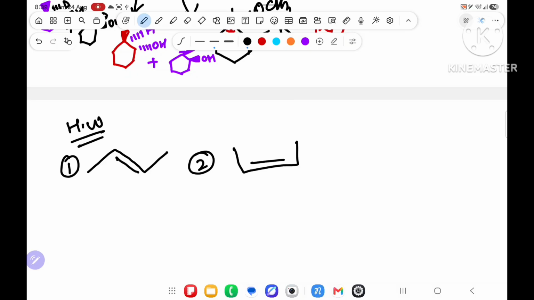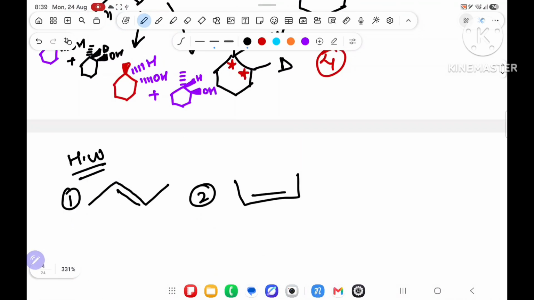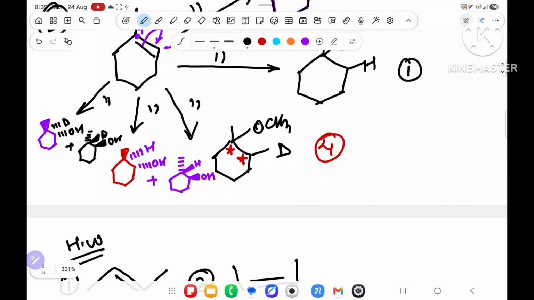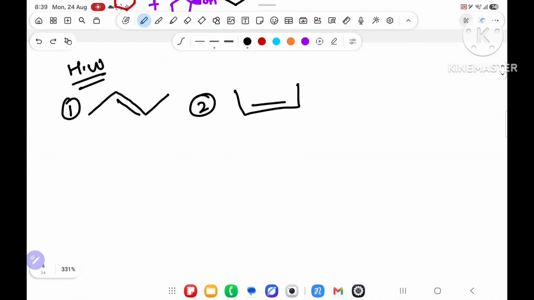Sir, what is the problem in first and second? No problem. First answer will be as it is, second will be as it is, third will be as it is. But whenever this will come, B2H6, H2O2, at that time syn addition, so syn plus trans, it is trans, so anti will come, syn plus cis, so syn will come. What will come? Syn will come.